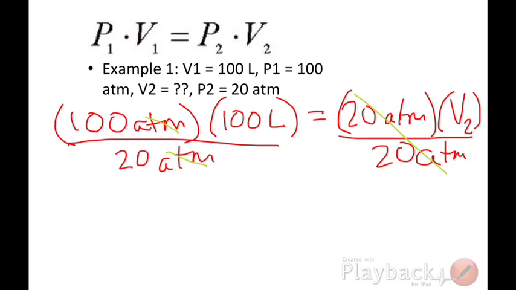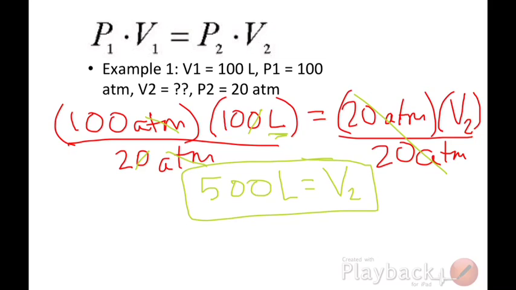Notice that atmosphere crosses out, and now we can simplify just this left side of the equation and figure out what V2 is. On the right side, all we have is V2. On the left side, we have to do 100 times 100 divided by 20. Or we could cross out one of the zeros first, so why don't we do that? So we can cross off a 0 and a 0. Now we have 100 times 10, that's 1,000. Then we divide that by 2, and we get 500. So our answer here is 500 liters. This is our units of volume.